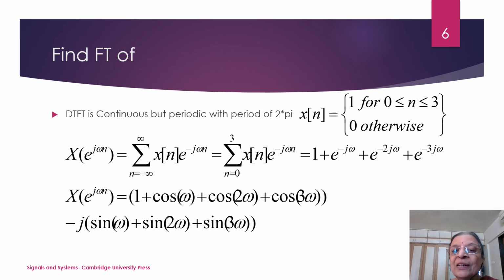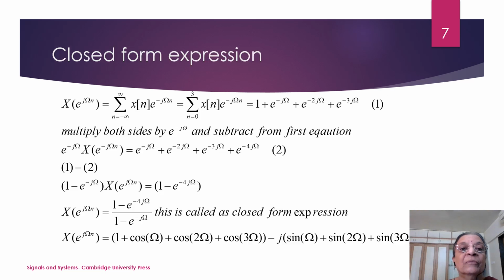So I can write it as 1 plus... Now e raised to minus j omega can be written as cos omega minus j sin omega, plus cos 2 omega minus j sin 2 omega and so on. So I get this X of e raised to j omega expression.